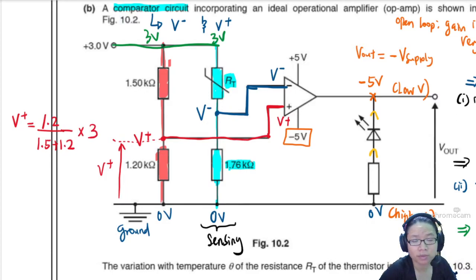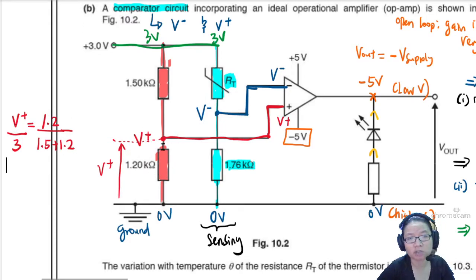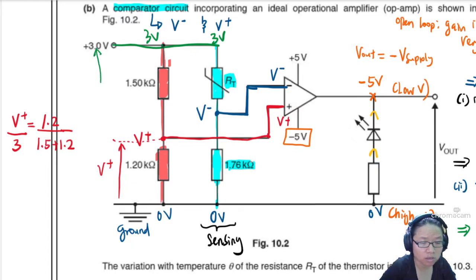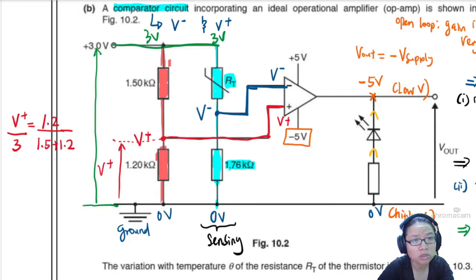1.2, times 3. Another way to write the ratio of V plus is to take the resistance of V plus, so 1.2, over the total, because the total potential from here all the way down to the ground is 3 volt. So 3 volt corresponds to 1.5 plus 1.2. Potential is directly proportional to resistance, V equals IR for the same branch. So 1.2 is the equivalent ratio to V plus, and 1.5 plus 1.2 is equivalent to 3.